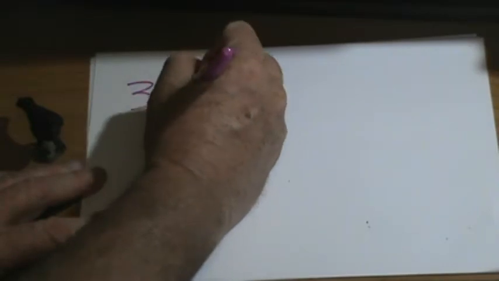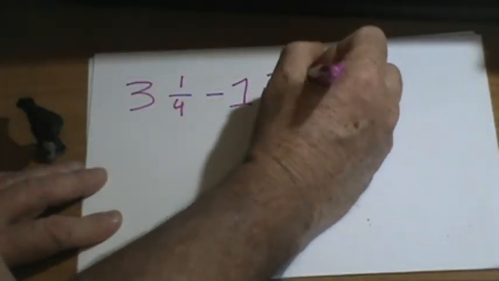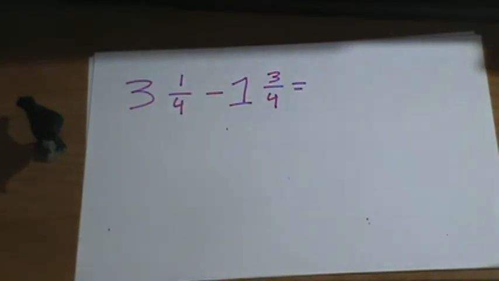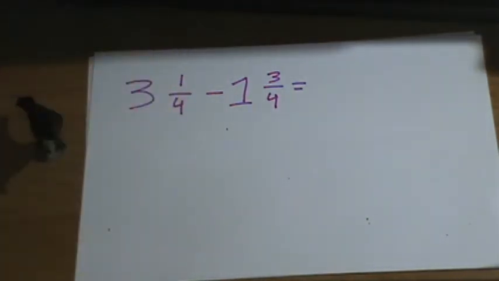We'll wait until tomorrow. So our first problem is 3 1/4 minus 1 3/4. Okay, so this is going to equal what? Well, it's going to equal the following. Think about 3 minus 1. 3 minus 1 is what? It is 2.